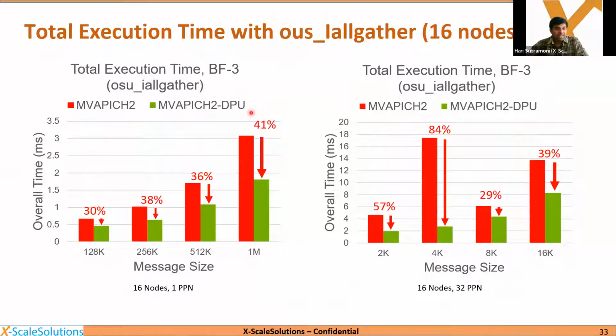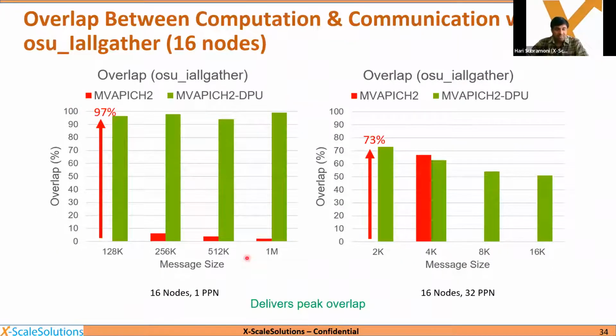This is a similar example with an all-gather benchmark. In the all-to-all, if you remember, every process had a unique piece of data to be sent to every other process. In all-gather, every process has the same piece of data to be sent to every other process. So it's much less dense in terms of communication. So we get, again, significant benefits in terms of overall execution time with 16 nodes and different processes per node. And similarly, the overlap percentage you get is very close to 100% here.